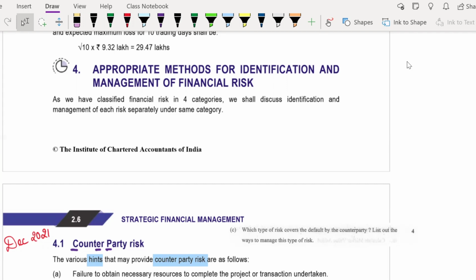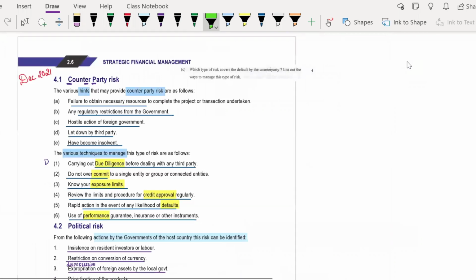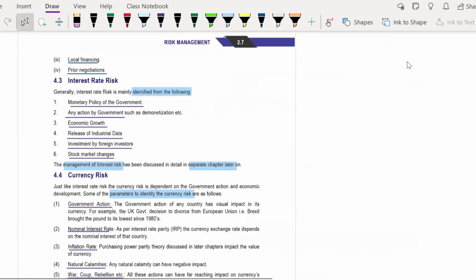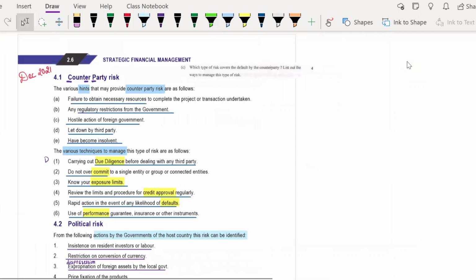Hope my voice is audible and you're able to see the screen. Yes. So now moving on to the next topic, which is appropriate methods for identification and management of financial risk. So we already read that there were 5 types of financial risk, correct? Now what they have done is they have taken 4 categories of such financial risk. Out of the 5, I think they have taken counterparty risk, political risk, interest rate risk, and currency risk. They have left out the liquidity risk.